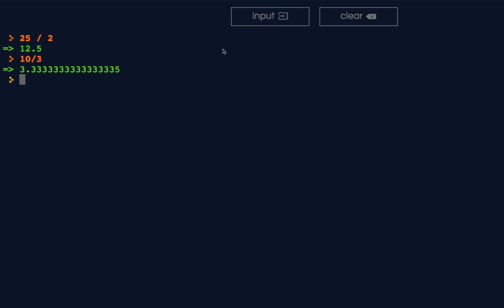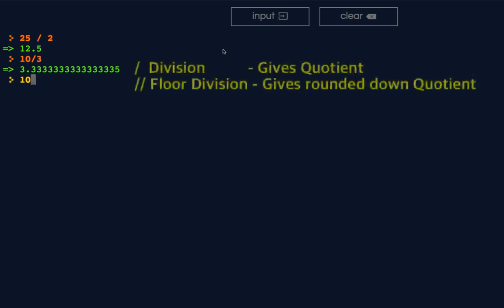Yeah, the computer has some limitation on how many decimal numbers it can store, so it rounds it off. Now, what if instead of getting a decimal value, you want Python to round down the number so that it gives you a whole number? So instead of one slash, you use two slashes to make a division and get the number rounded down. See, that's cool, right?